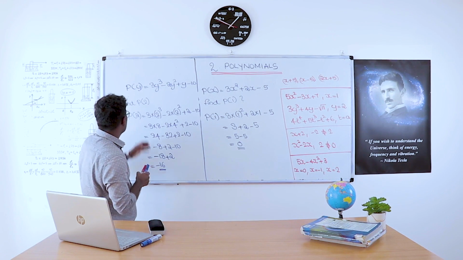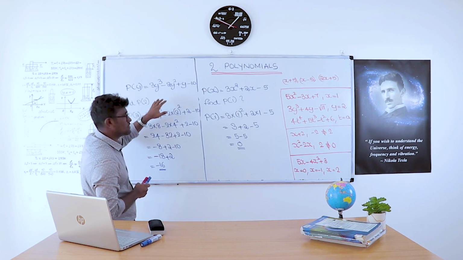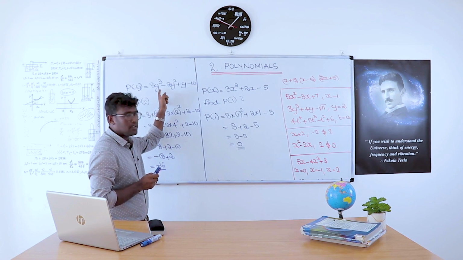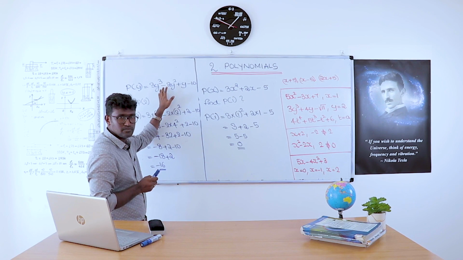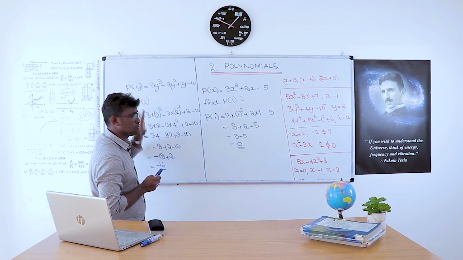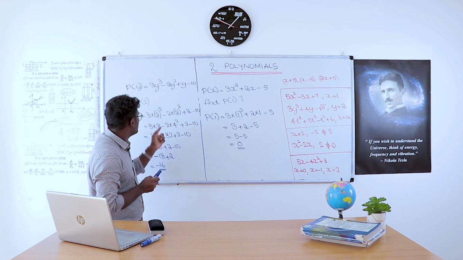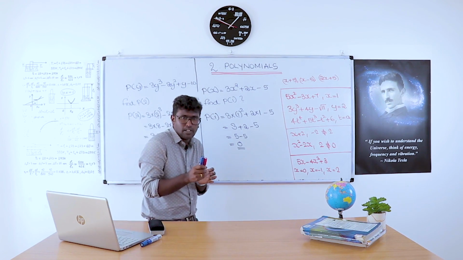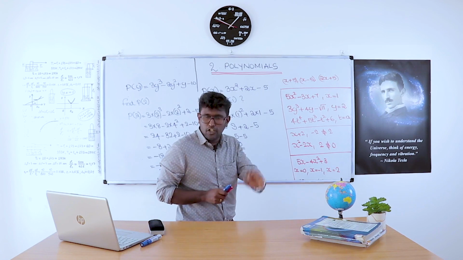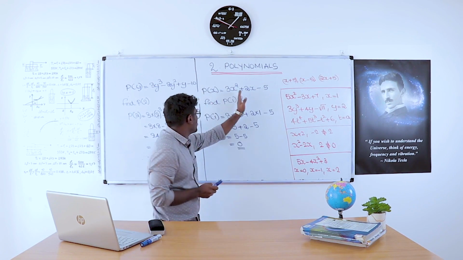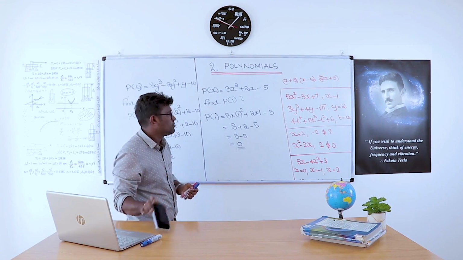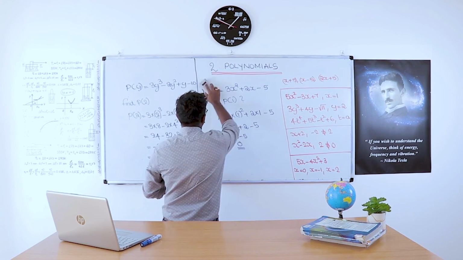So how will you find p of 2 from this equation? You just place 2 in the place of y. You replace y with 2, then you get the value of p of 2. So this is the method of calculating the value of a polynomial. From these two examples, it is clear how to find the value of a polynomial. Now we are doing some more examples.